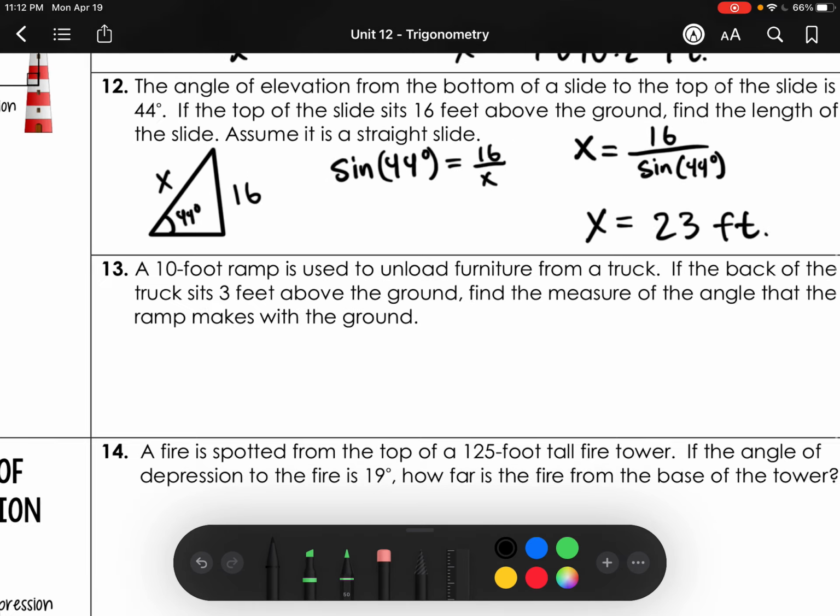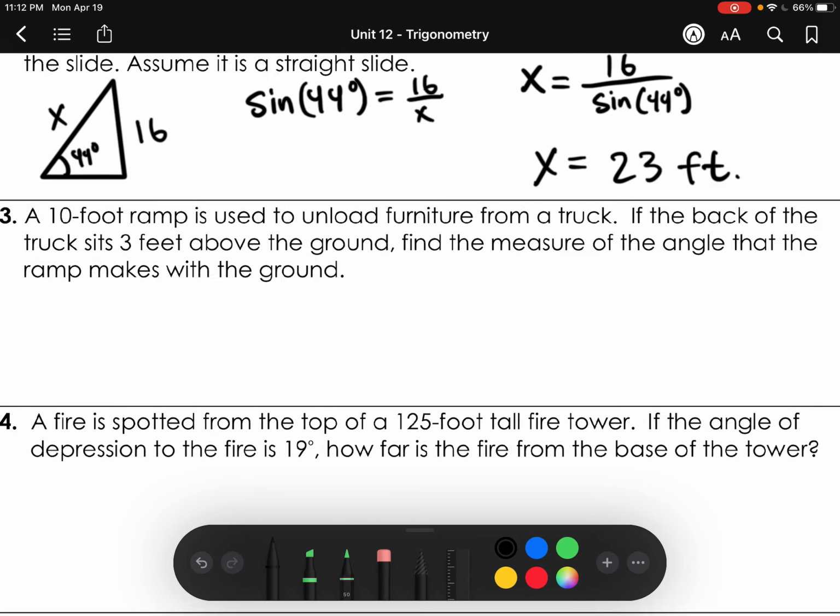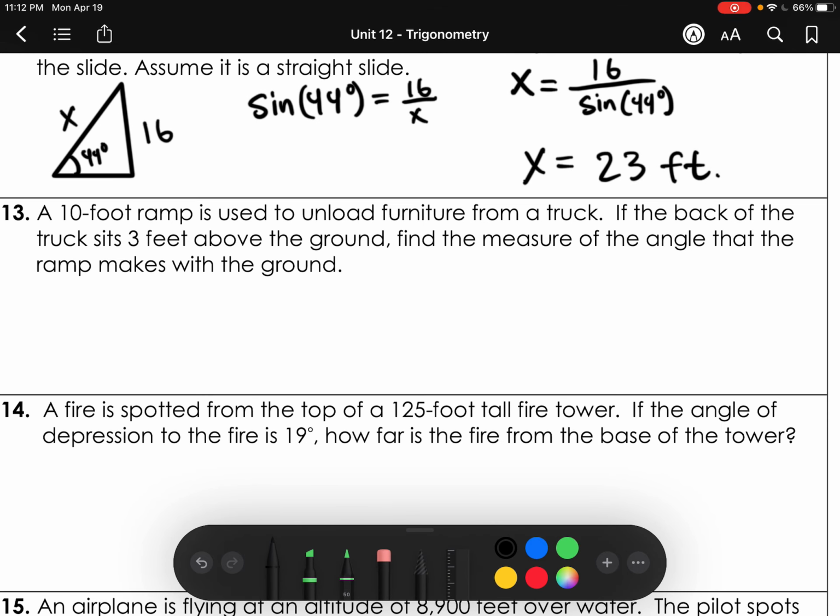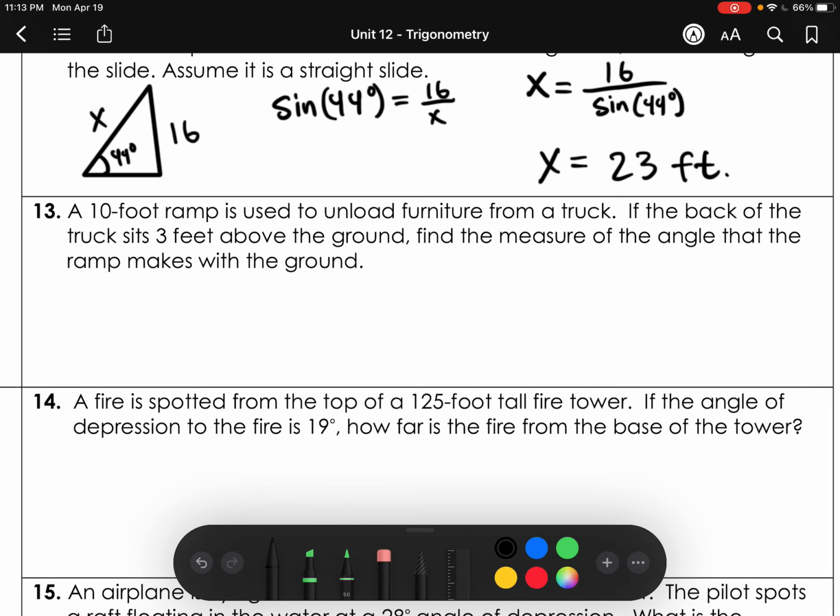All right, let's go to number 13. Number 13 says a 10-foot ramp is used to unload furniture from a truck. If the back of the truck sits 3 feet above the ground, find the measure of the angle that the ramp makes with the ground. Same thing, we're going to draw our triangle. So the 10-foot ramp, this part is the ramp, so this is 10 feet. And it says that the back of the truck sits 3 feet above the ground, so this part is 3 feet, right?